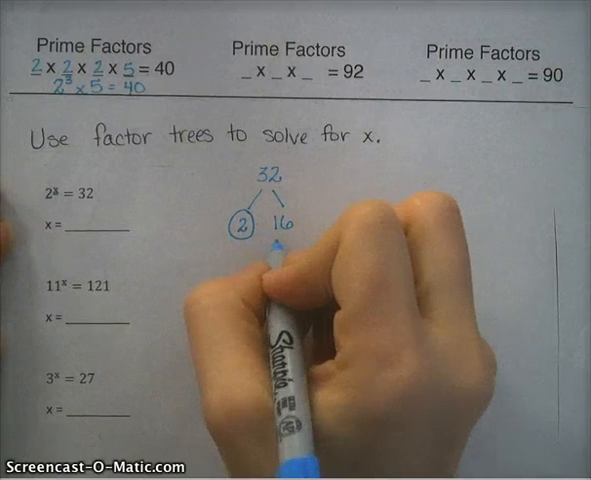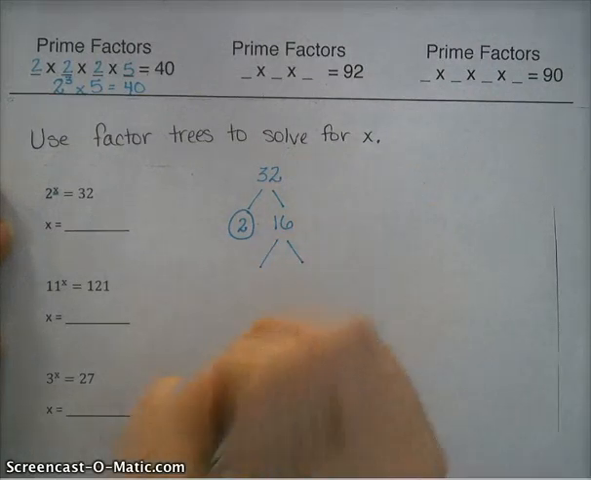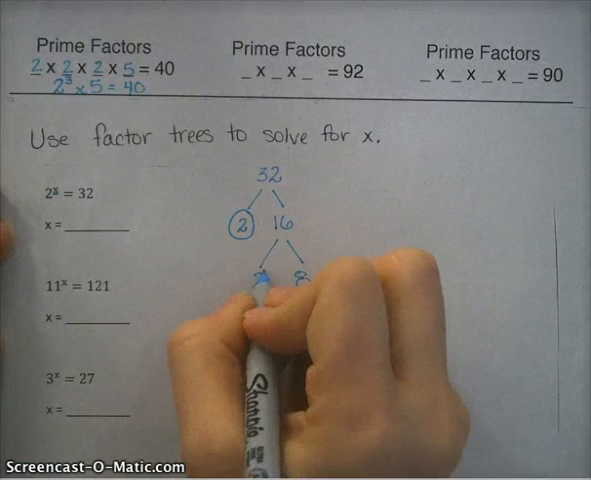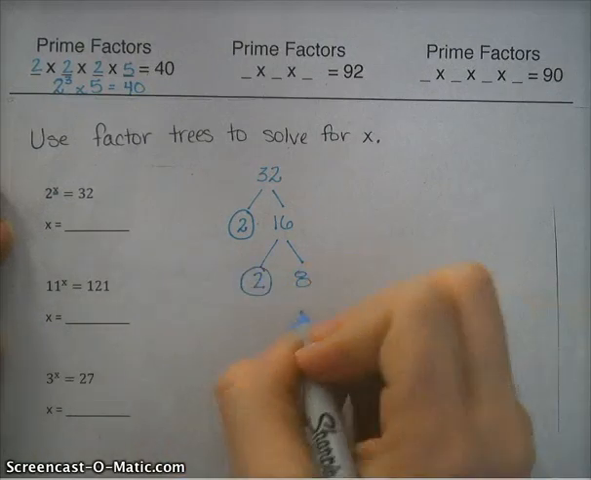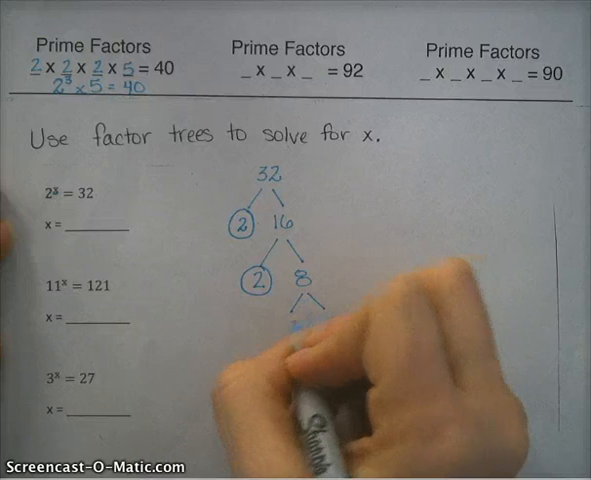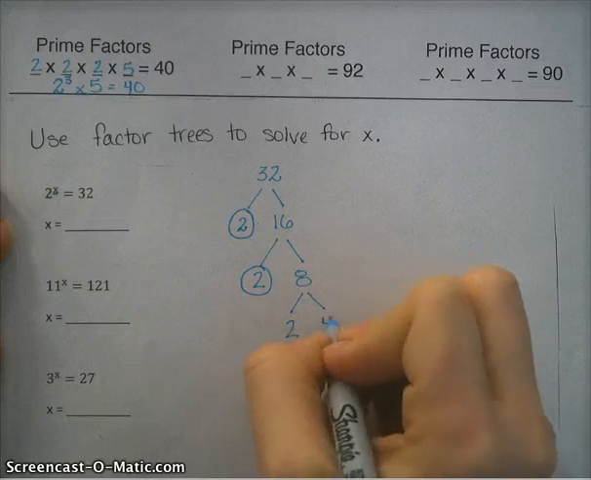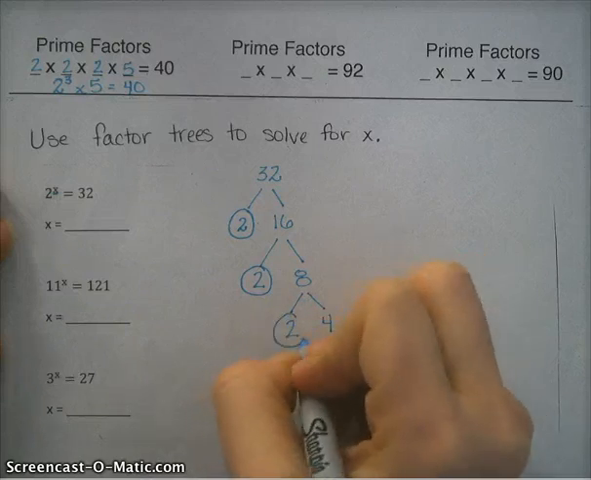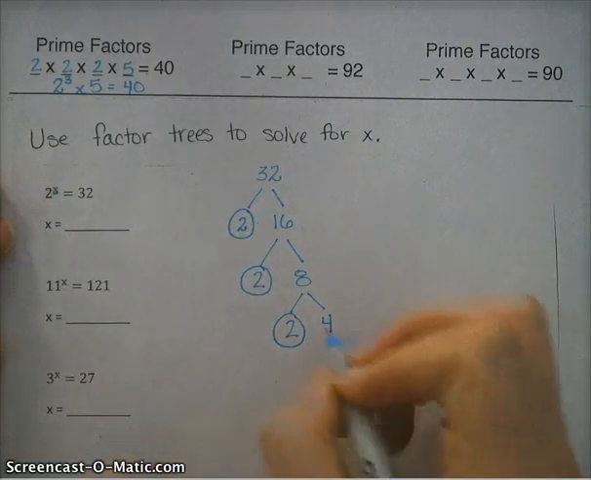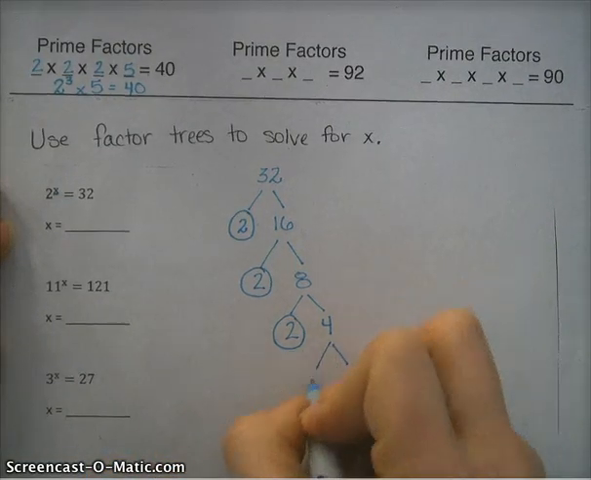Alright, so 16. Try and break that into more. So I know 2 times 8 gives me 16, and 2 is a prime number. Now 8's not a prime number. I know 2 times 4 gives me 8. Is 4 a prime number? Not yet, because I know I can still multiply something to get there. So 4 is 2 times 2.